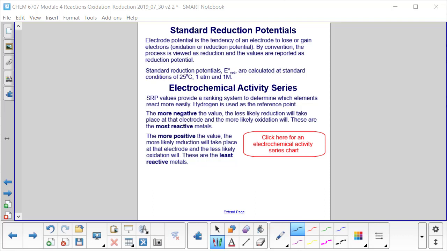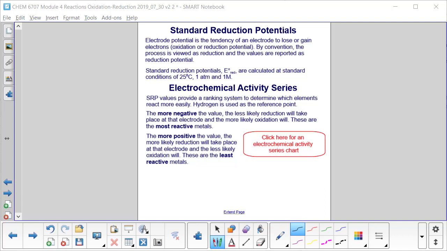Electrode potential is the tendency of an electrode to lose or gain electrons. In other words, it's its oxidation or reduction potential. By convention, the process is viewed as reduction and the values are reported as reduction potential. Standard reduction potentials, or E0 subscript RED for reduction, are calculated at standard conditions of 25 degrees Celsius, 1 atmosphere, and a concentration of 1 molar. These potentials lead to an electrochemical activity series. Standard reduction potential values provide a ranking system to determine which elements react more easily. Hydrogen is used as a reference point.